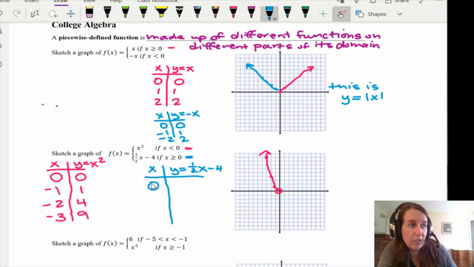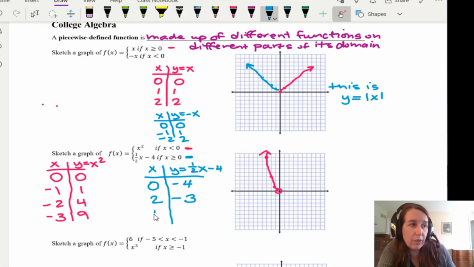So we have to put in 0. This time when we put in 0, 1/2 times 0 is 0 minus 4. So that's 0, -4. Then we could put in 1. I don't really want to because I'm going to get a half minus 4. So, -3.5. So maybe I'll put in 2. Okay, just so I have an easier point to plot. So 2 times a half is 1, minus 4 gives us -3.